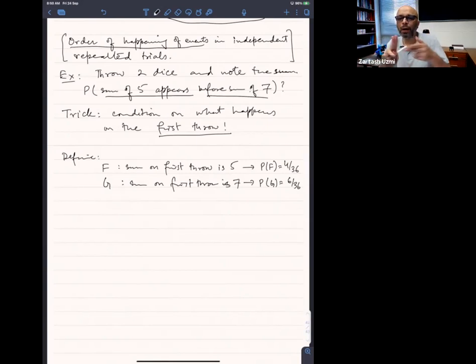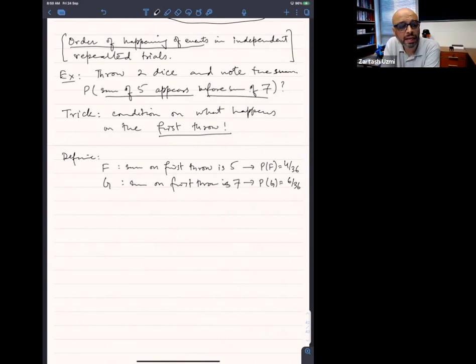If the sum comes out as 2, 3, 4, or 6, or 8, 9, 10, 11, 12, I'm not interested in those. I am only interested in 5. If neither 5 nor 7 comes, I will roll again. Whenever 5 or 7 comes, I will stop. And now I need to figure out whether 5 will appear before 7 or after 7. Intuitively we cannot say that there is a 50-50 chance.